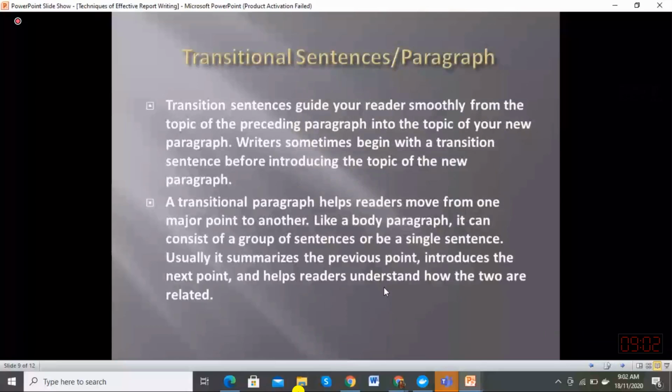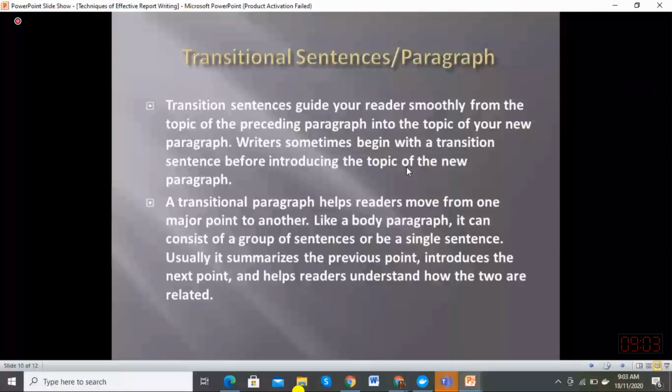Transitional sentences and paragraphs, please. Please read. Transition sentences. Should I read?